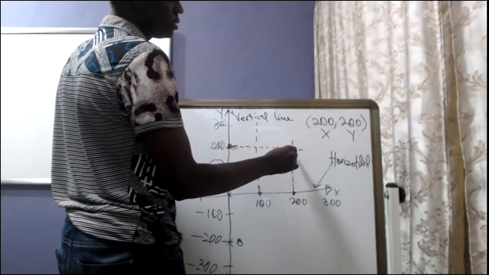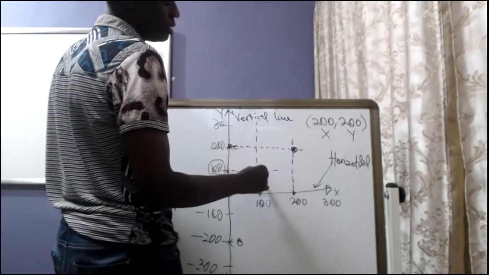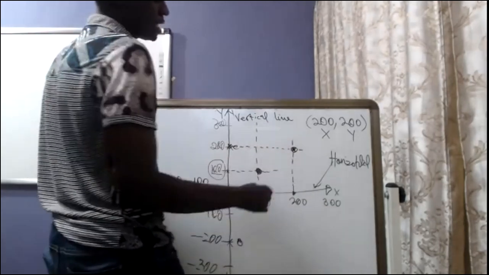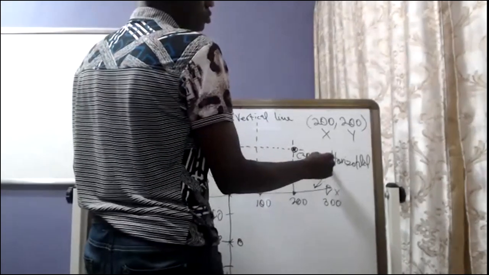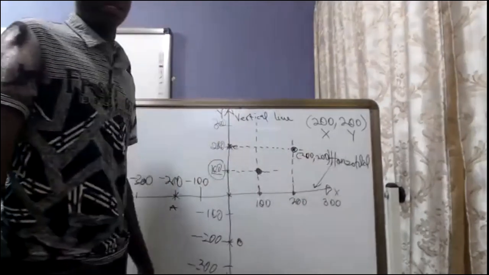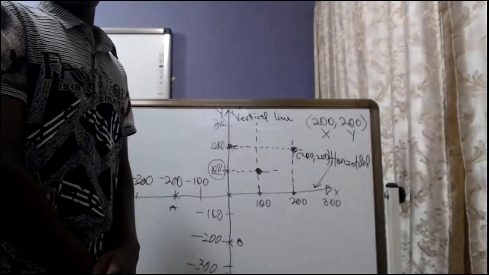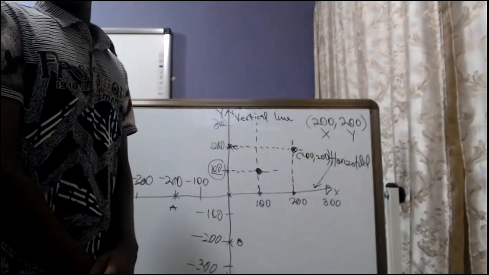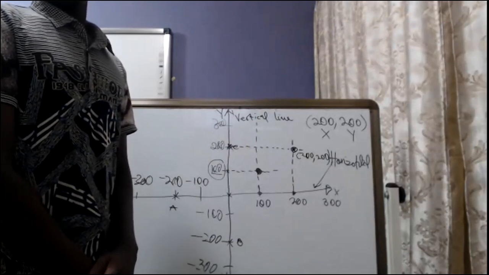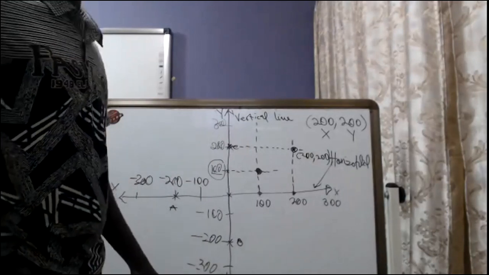So where the two lines meet is where our dot will be. Do you understand? Then we write 200 here, 200 here. This is how you do it. Do you understand it now? Giovanni, do you understand? Audrey, do you understand it? Yes, please. Okay, so I am going to give you one to do right now. Do it in your book.